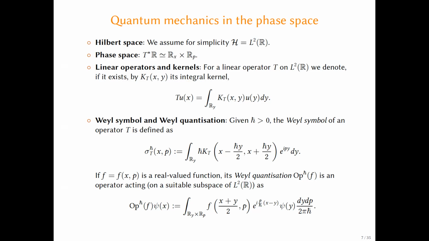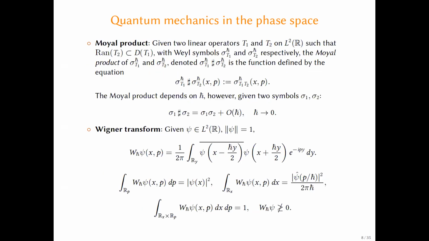Similarly, if we have a function on phase space that is a classical observable, we can quantize it using Weyl quantization. And so we have a map that transforms classical observables into operators. Okay, there is a one-to-one correspondence, and this is the definition of the Weyl operator of the classical observable.